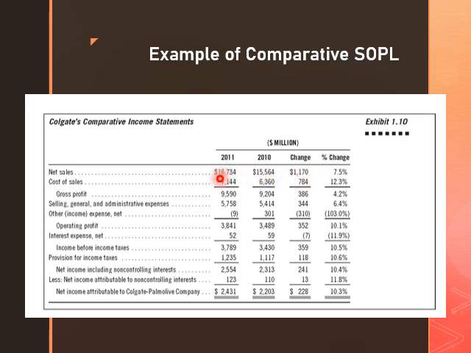Daripada 2010 ke 2011 ada peningkatan sebanyak $1,170 million. So dia akan kira the percentage of change. So ini adalah comparative income statement. You see?